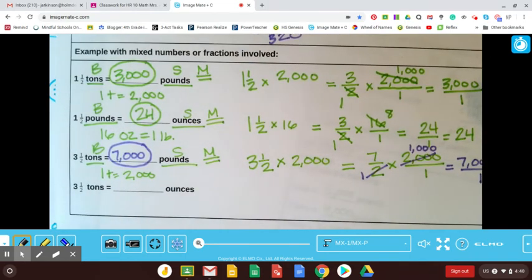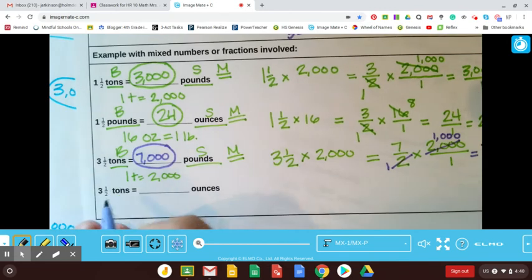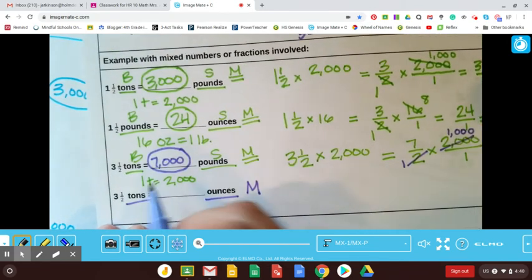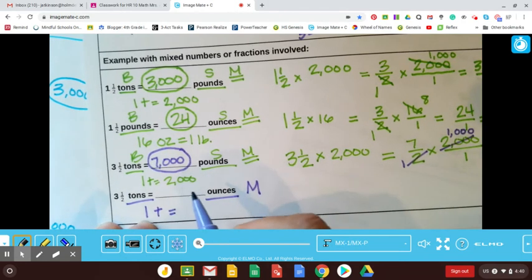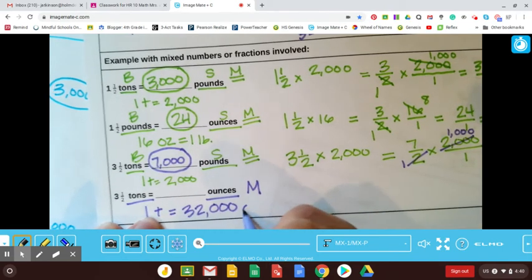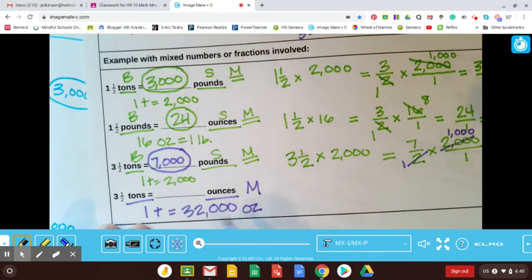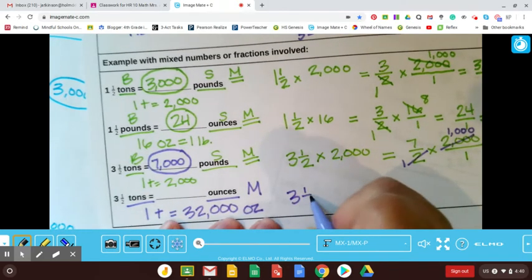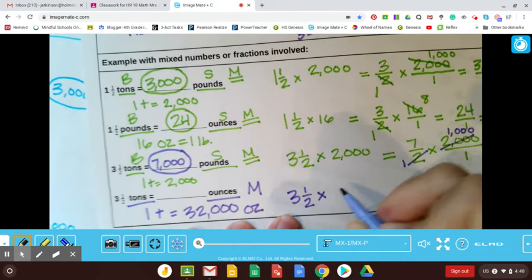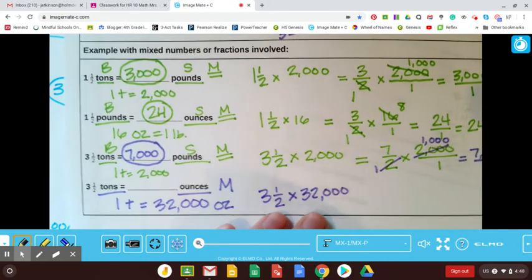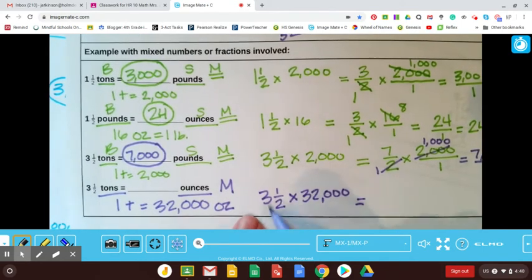All right, finally, last question. We are going from big to small. Multiply. We know that in 1 ton there are 32,000 ounces. Okay, 1 ton is 32,000 ounces. So 3.5 tons would be 3.5 times 32,000. Don't worry, we can do this. We got this. All right, same procedure.